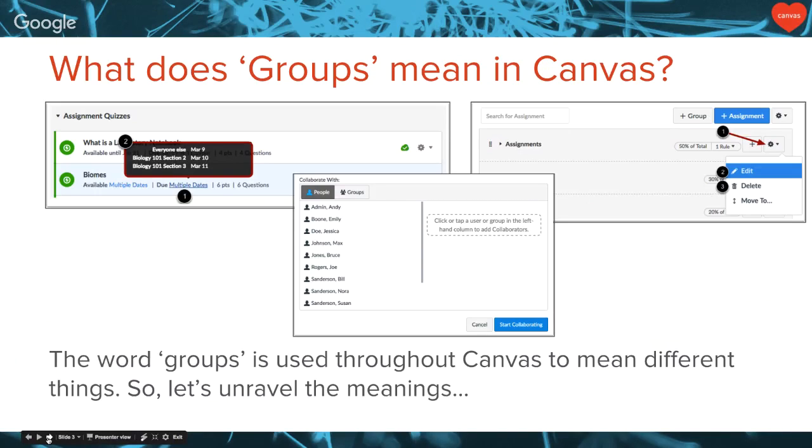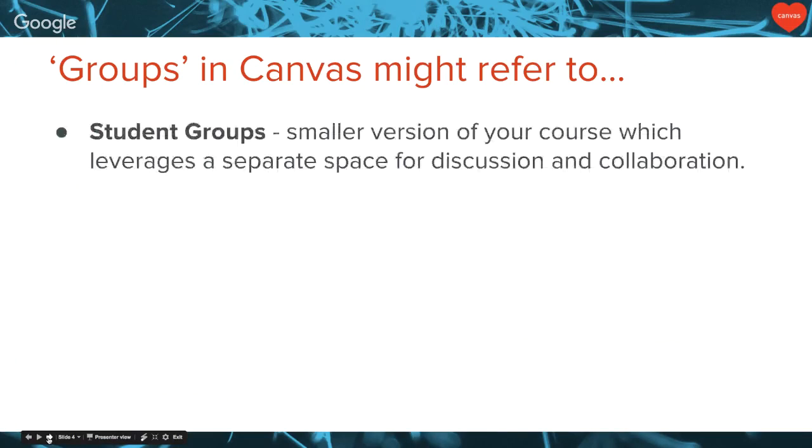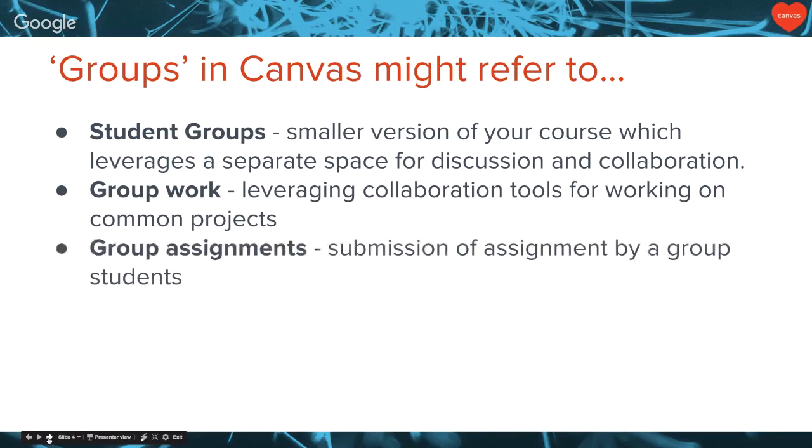As you know, what does groups mean in Canvas? We have a variety of ways that groups is used throughout Canvas, and they all mean something different. For example, when you say groups, you might be referring to student groups. Well, in Canvas, student groups is a smaller version of your course, which leverages a separate space for discussion and collaboration. Sometimes you might think groups as in group work. Well, in Canvas, when you think group work, you might be talking about leveraging the collaboration tools for working on common projects.